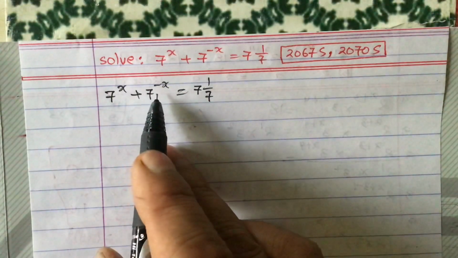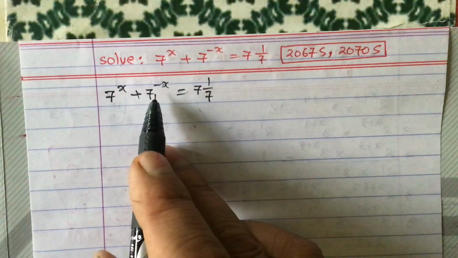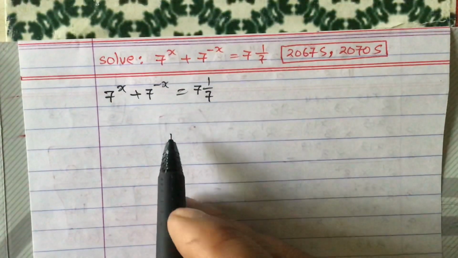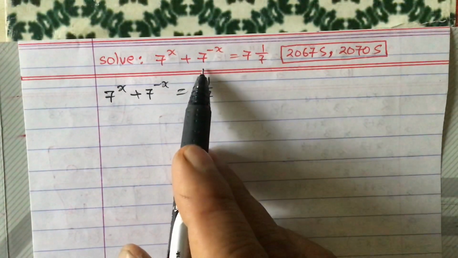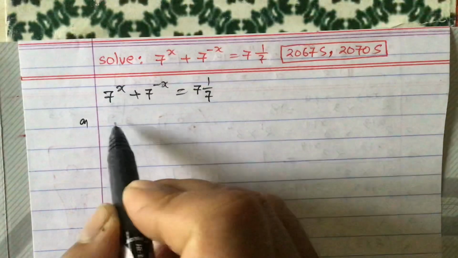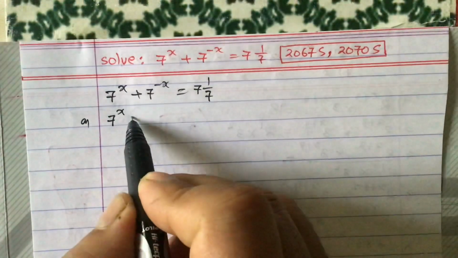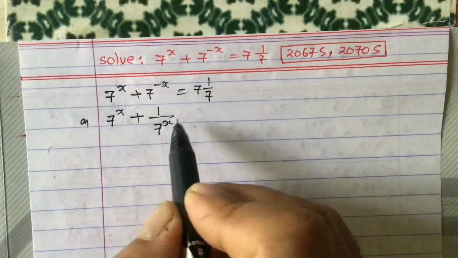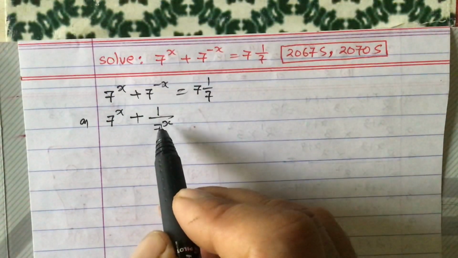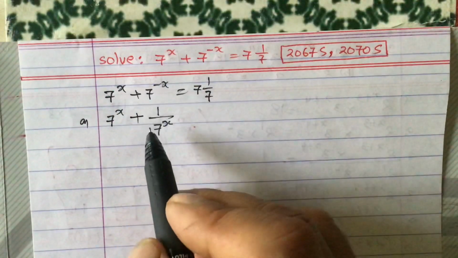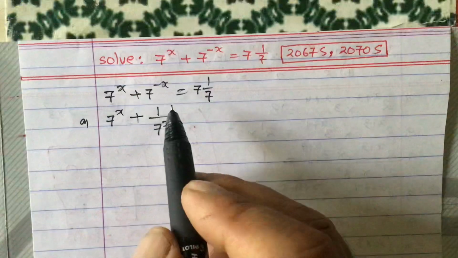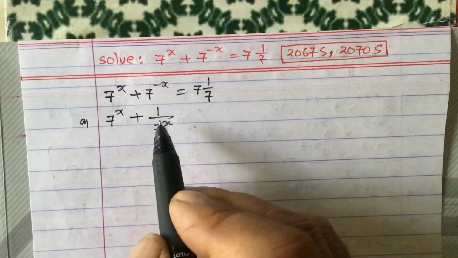While simplifying or solving indices, we will change this negative power into positive. Always keep this in mind. If you change the negative power into positive, it will be easy to use. So we can write 7 to the power x plus 1 by 7 to the power x. To change the negative power into positive, if it is in the numerator, shift it to the denominator. If it is already in the denominator, shift it to the numerator.